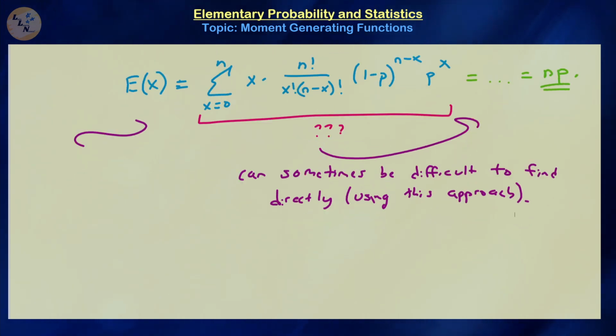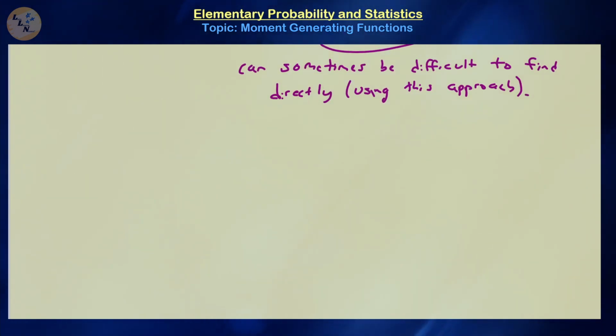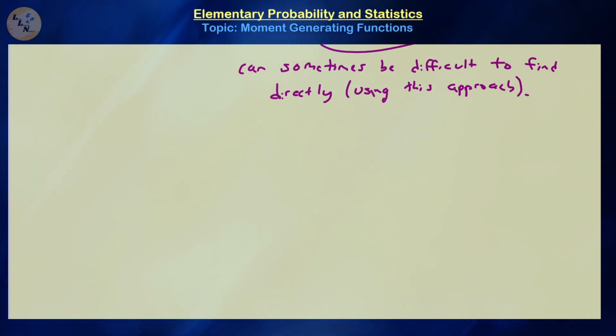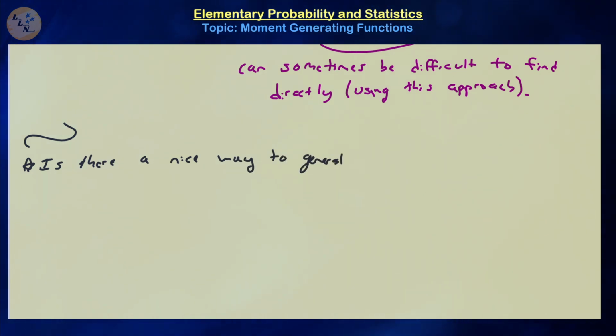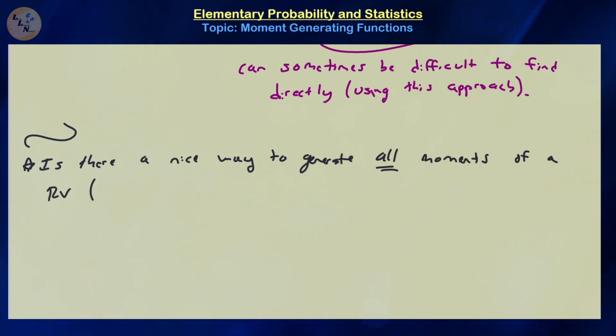So this brings us to an important question, because the mean and the standard deviation and possibly the skewness and kurtosis of random variables are very useful in describing what the distribution is doing over some period of time. So is there a nice way to generate all, not just the expected value, not just the second moment or the variance, not just the skewness or kurtosis, but all moments of a random variable, provided that they exist?